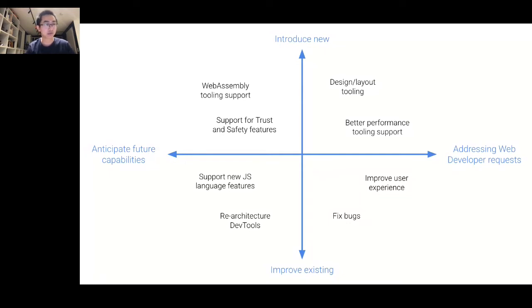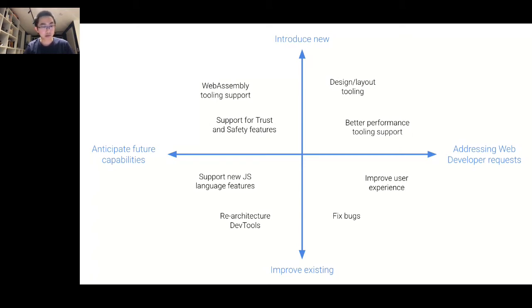So for example, we are working currently on WebAssembly tooling support. Even though WebAssembly is a niche technology right now, there's few people actually using it or who understand it really well. But we think that providing great tooling support is one way to help people adopt this technology, which we think is part of the future for the web.